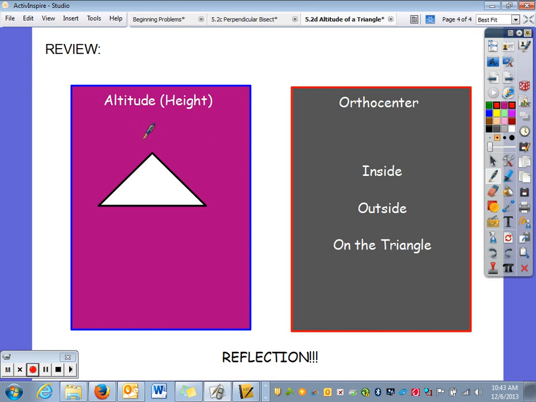Alright, so to review, the altitude is the height of the triangle, which is something you're a little more familiar with. So it needs to go through a vertex and needs to be perpendicular to the opposite side. And remember, sometimes these altitudes can be on the triangle, and sometimes they're going to be on the outside. There's at least one that's always inside, but the other 2 can change. And the orthocenter, which is the point of concurrency, can happen inside the triangle, outside the triangle, or on the triangle.